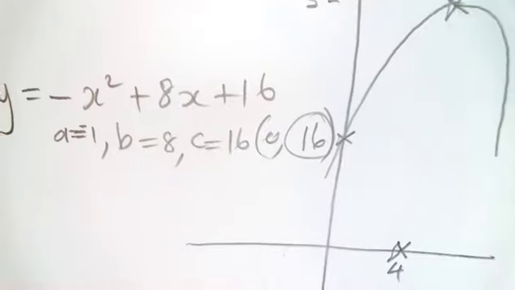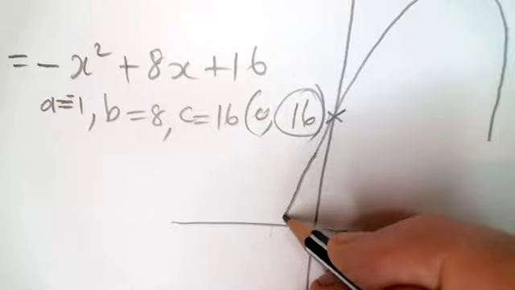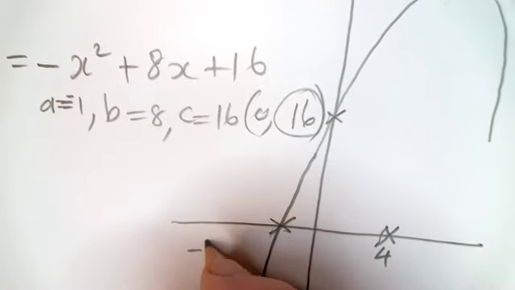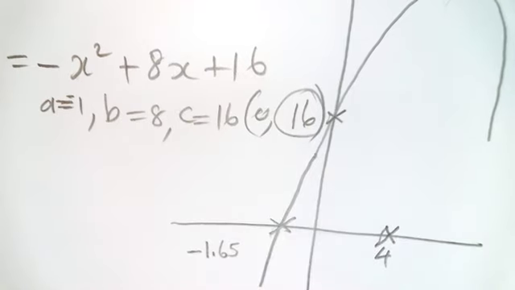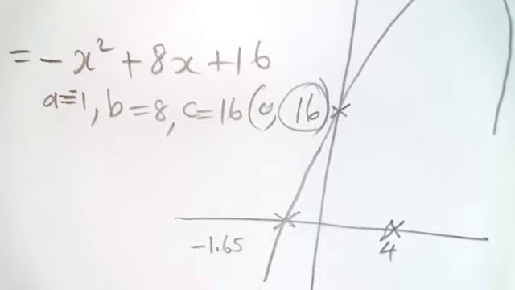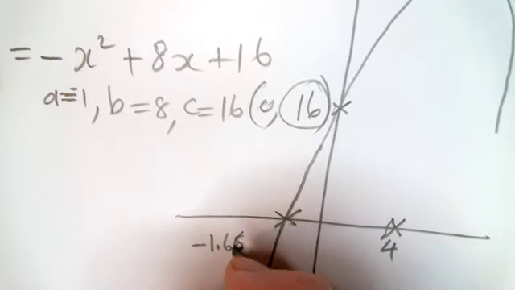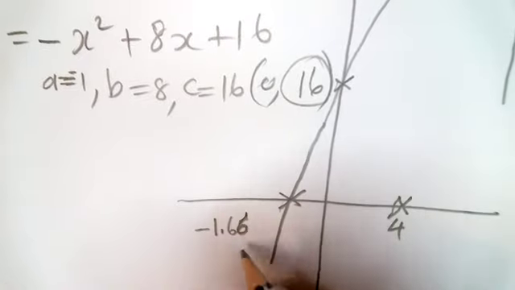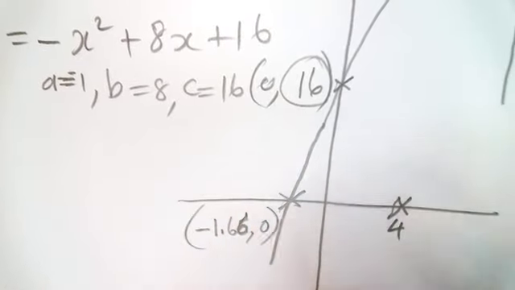-1.66. So it's going to cross here at -1.66. In fact, I'm going to go 66, just to 2 decimal places. I'm not going to go too crazy. So it's going to be negative along and 0 up. There it is. That's my one coordinate.